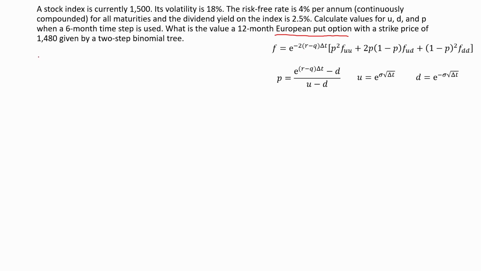So first thing to do is let's write down what we know for this exercise. We know the volatility, denoted by sigma, is 18%. We know the risk-free rate is 4%. And it says the dividend yield is 2.5%.